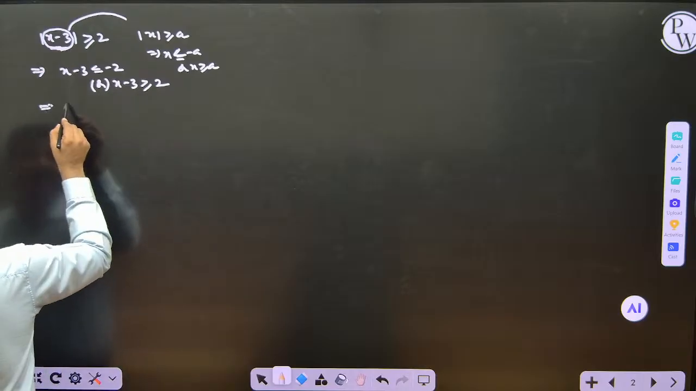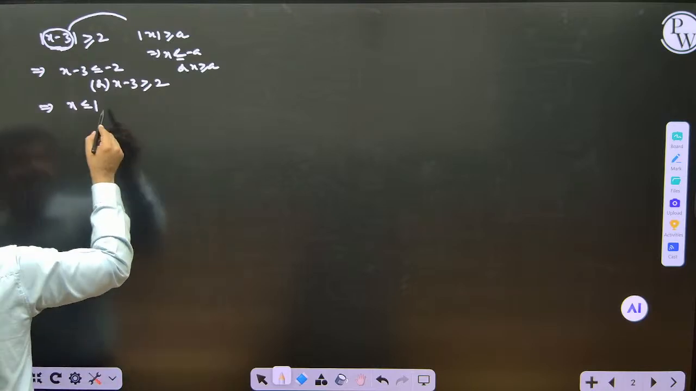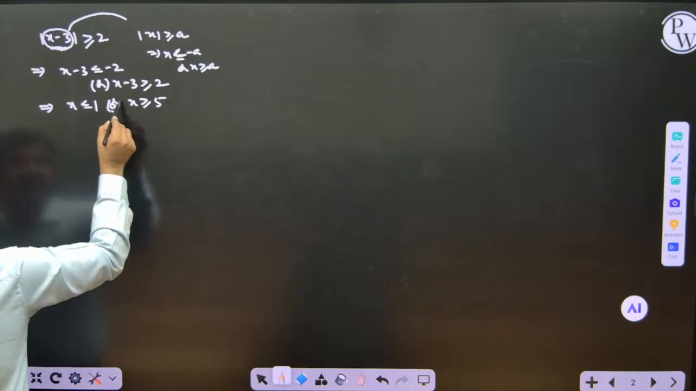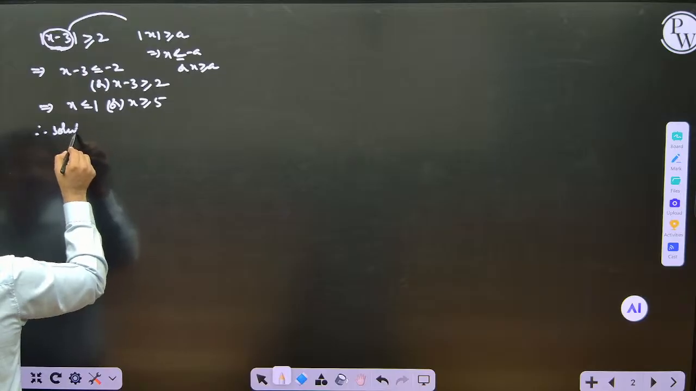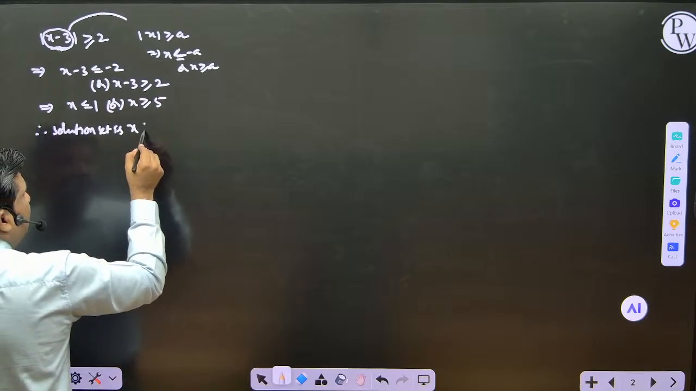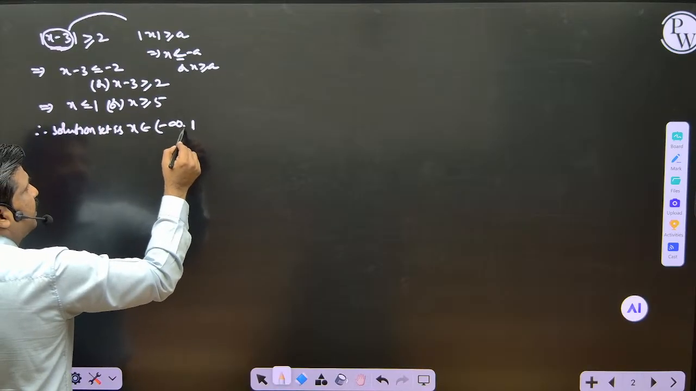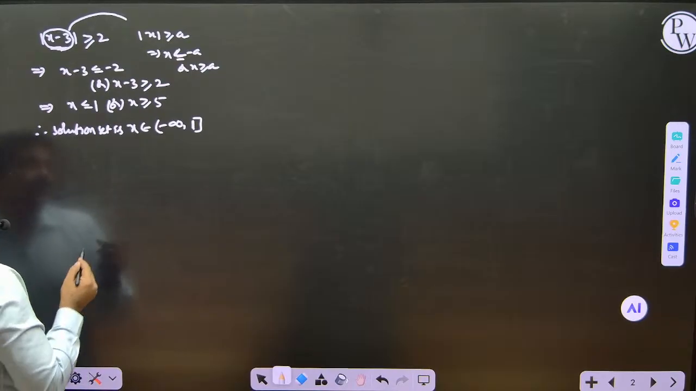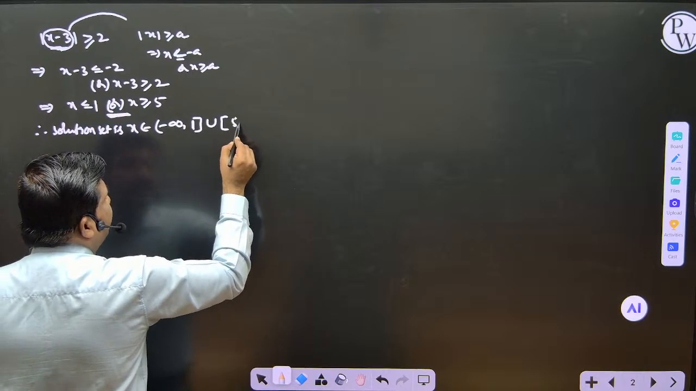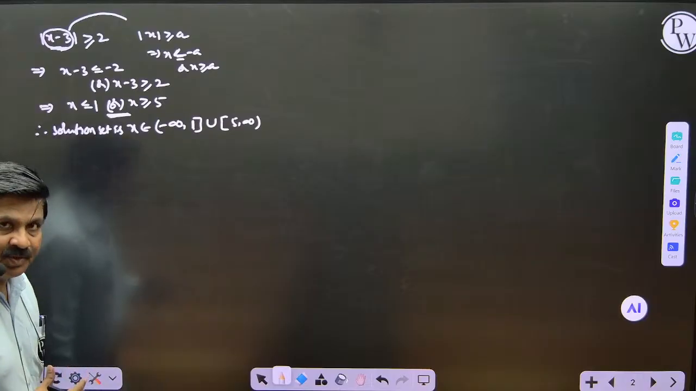So it implies x is less than or equal to 1, or x is greater than or equal to 5. Therefore the solution set is: x belongs to minus infinity to 1, union, 5 to infinity. Whenever there is OR, you take a union.